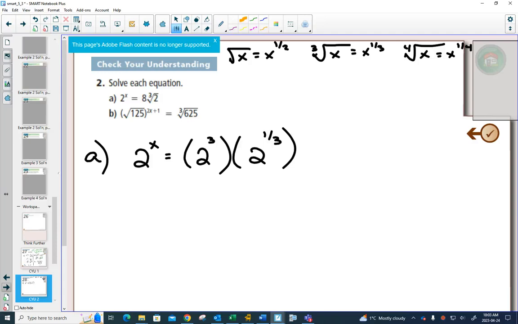Why is that important? Because in this question, we want to get both sides to be a single power with the same base. I'm close here, but I don't have a single power on the right-hand side.